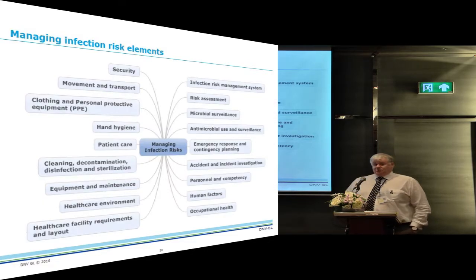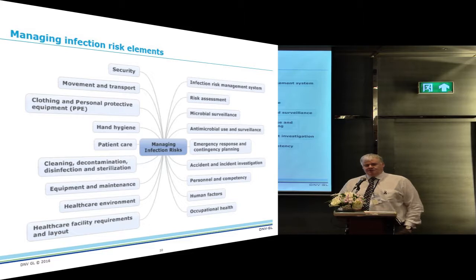And managing infection risk is based around 18 different elements. So the structure has been developed over a number of different years. Some of the elements are very technical. Some of the elements are very organizational. So the first element, which is really looking at organization, looks very similar in nature to a quality management system.